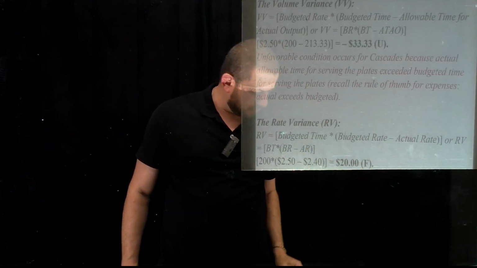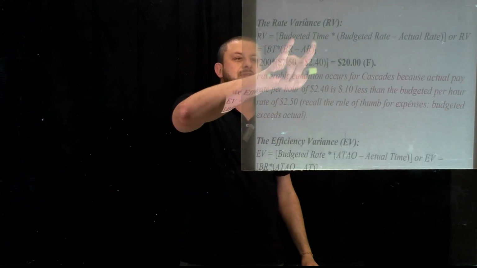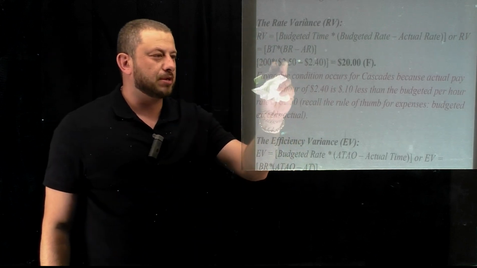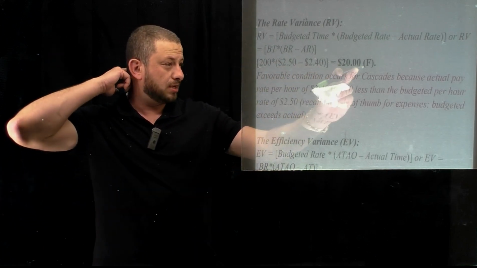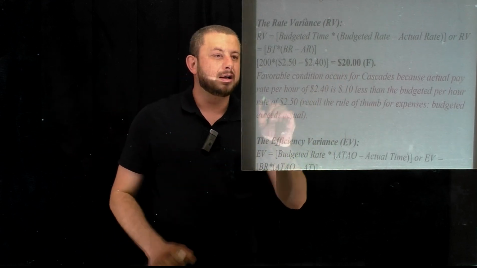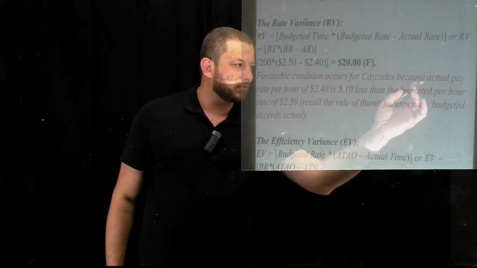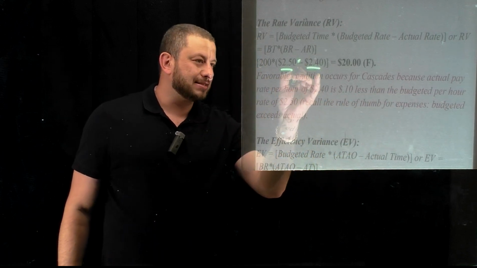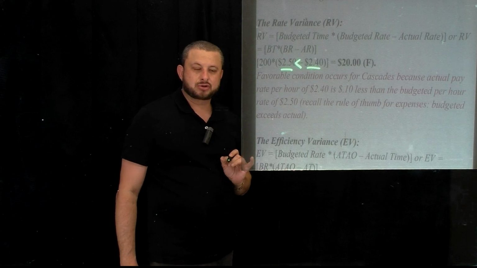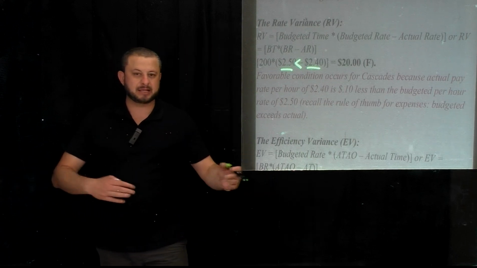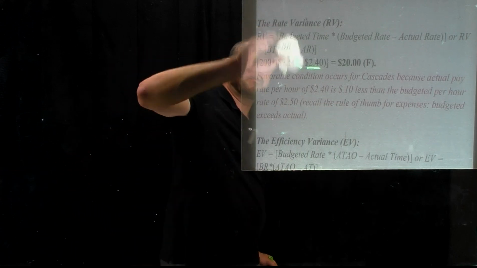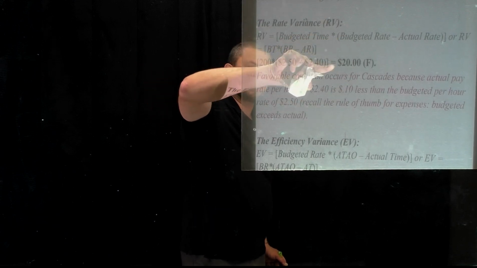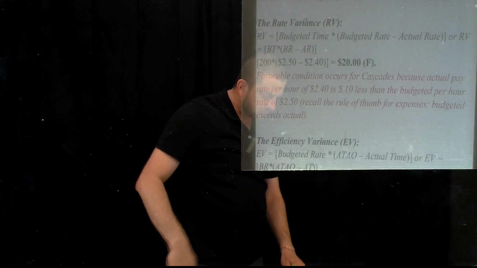Well, how about the rate variance? Rate variance is equal to budgeted time multiplied by budgeted rate minus the actual rate. When I plug in the numbers, 200 multiplied by 250 minus 240, it is favorable. Why? Look, actual is less than the budget. So I was planning to pay them 250, but I end up paying them 240. I am saving 10 cents per hour per employee. Therefore, I'm saving $20 from the rate variance. So I'm good at paying them for their work.